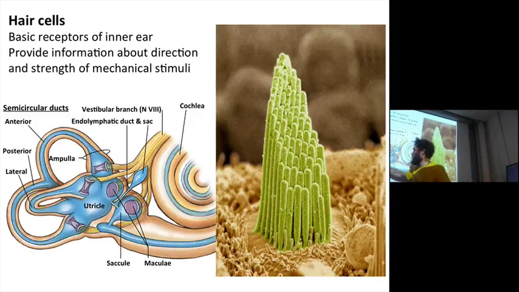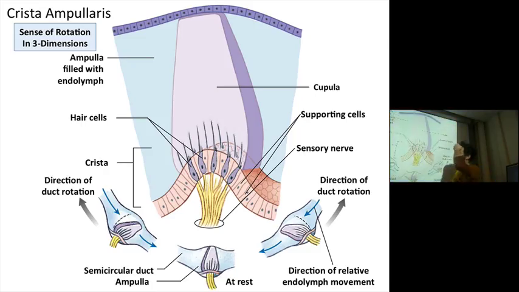And right here, the functional unit is the crista ampularis. Let's look at it closely. Crista ampularis, 3D rotation in 3 dimensions. We have this crista, which is a sort of crest or a lump. It's got the hair cells embedded in it, and with the hairs projecting out into this bit of jello called the cupula. It's this gelatinous mass called the cupula.